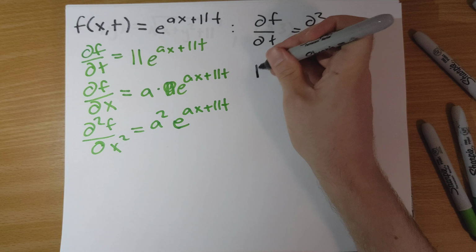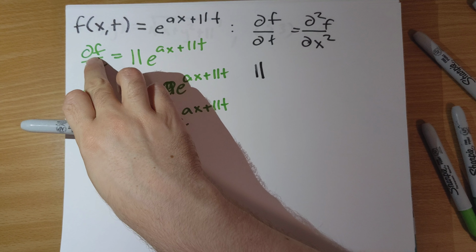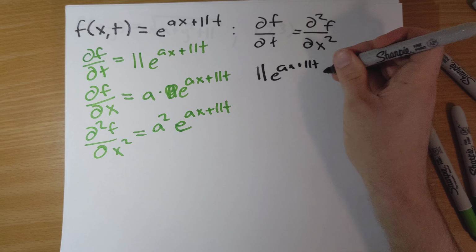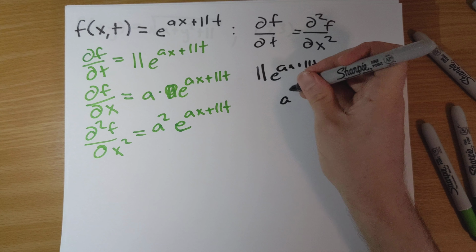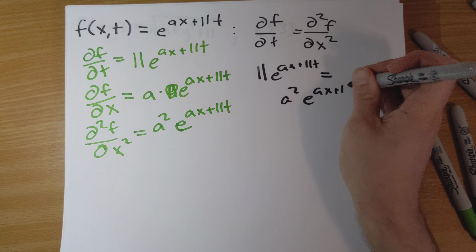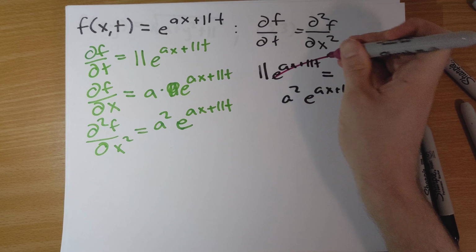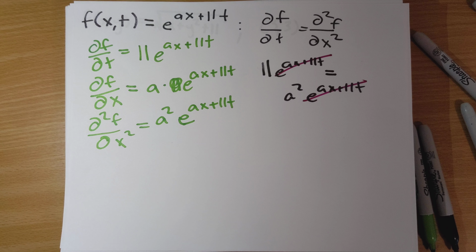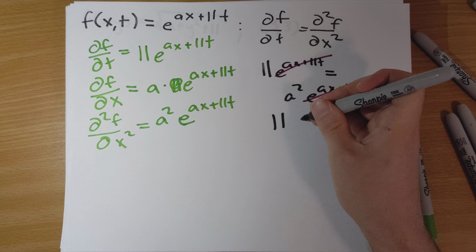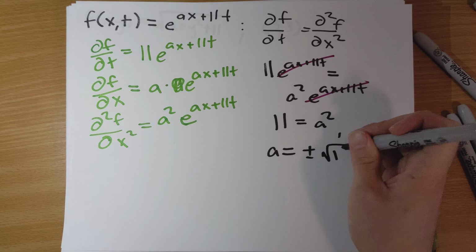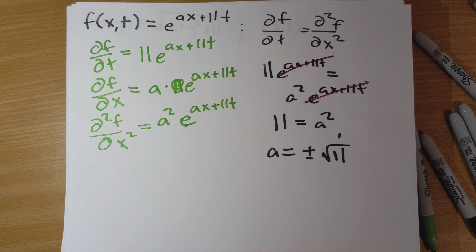So partial f partial t is 11 e to the ax plus 11t. This needs to equal a squared e to the ax plus 11t. Now we should know that e to the whatever is never going to be 0, so we can divide both sides by that, and we're just left with 11 is equal to a squared. So a is equal to either the positive or the negative of the square root of 11.